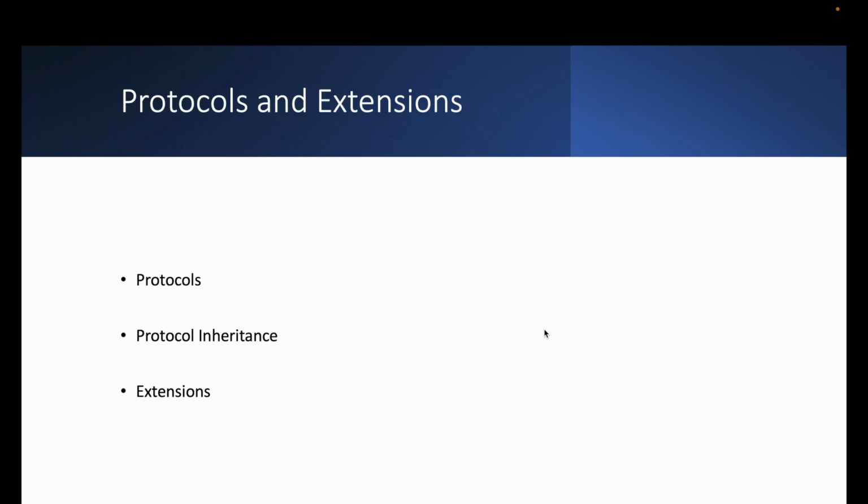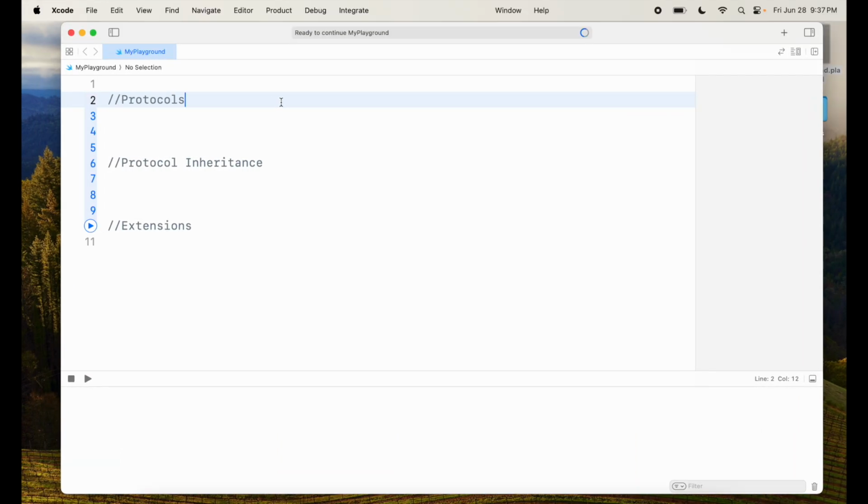Now, a protocol defines a blueprint of methods, properties, and other requirements for tasks or functionalities. Any class, structure, or enumeration can adopt a protocol and provide an implementation. So it just gives you a basic definition, it doesn't implement stuff. So let's look at protocols first.